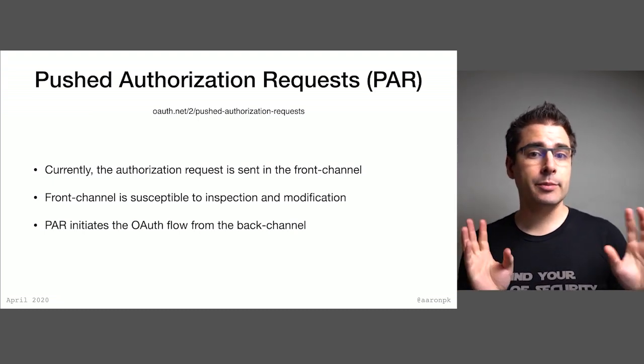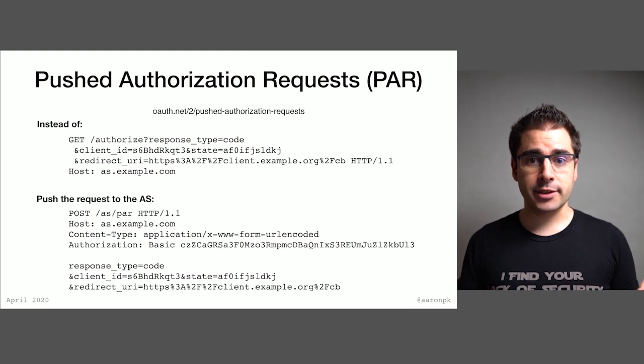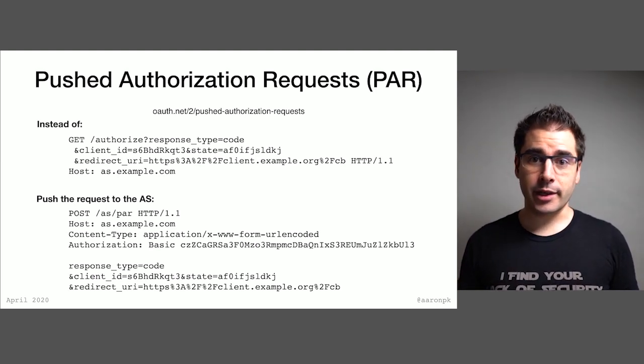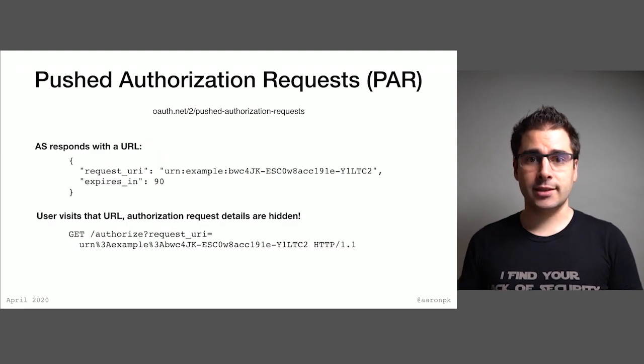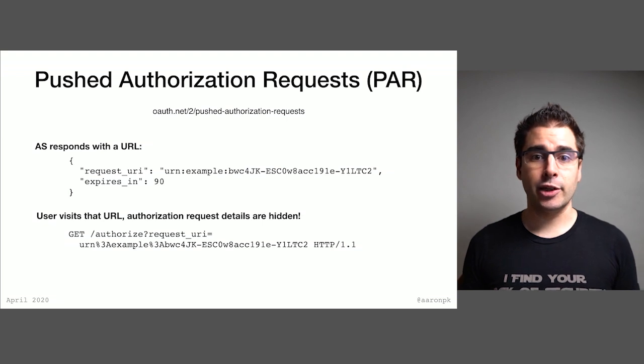This is a simplified version of what this might look like. Instead of a GET request with all the data in the address bar, the application first sends a POST request with the same data to the OAuth server and then gets back a URL, which it can then use in the request that it sends to the user's browser. I'm really excited about this because it really cleans things up a lot and opens up the possibility for some really cool new stuff in the future.